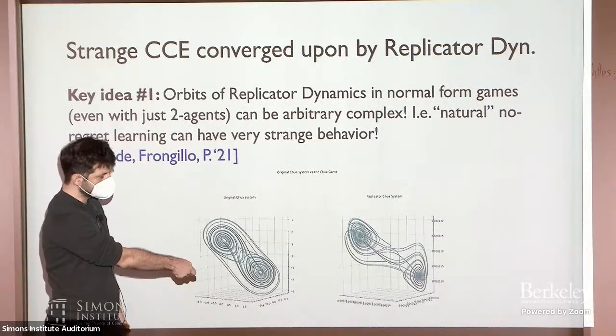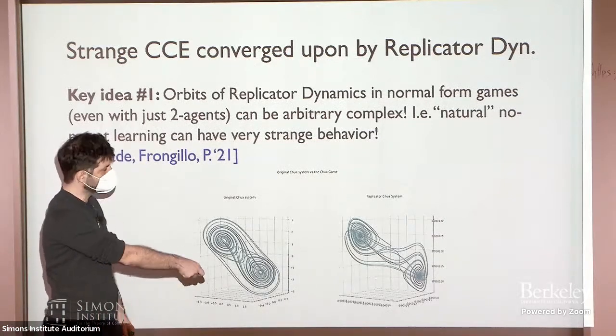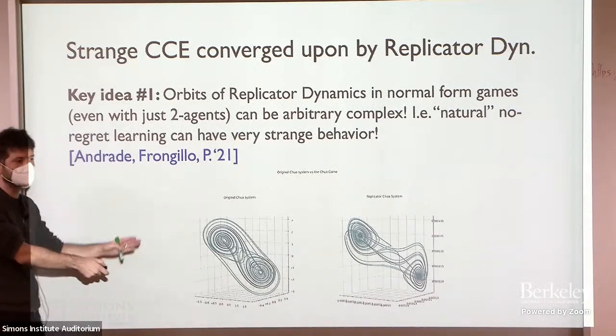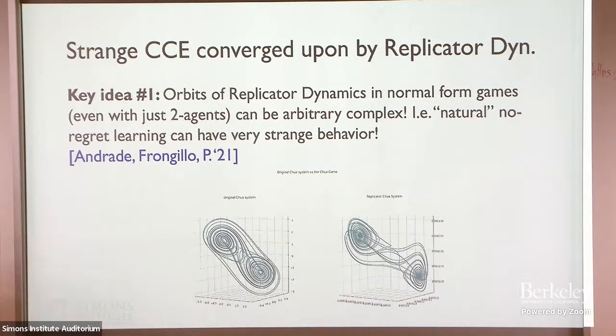So you can actually compute the regret of this. The total regret would be something like 5. It doesn't look like it, but this is a perfect CCE. And I can say, okay, CCEs can be very bad.